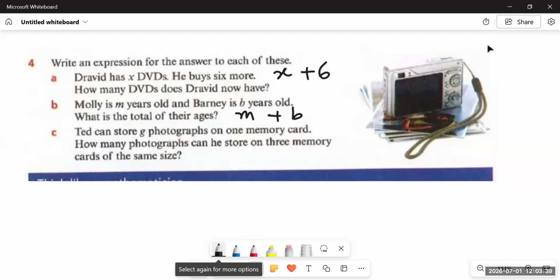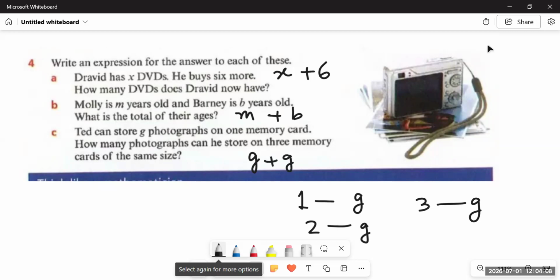Okay. Now the expert says he can store G photographs on one memory card. Okay, fine. G photographs, let's say it could be 100 photographs or 200 photographs or 300 photographs on one memory card. How many photographs can he store on three memory cards? On one memory card, he can store G. On the second memory card, he can store G. On the third memory card, he can store G. So it's G plus G plus G.